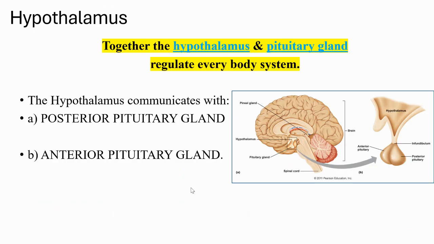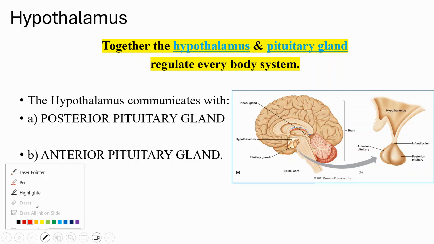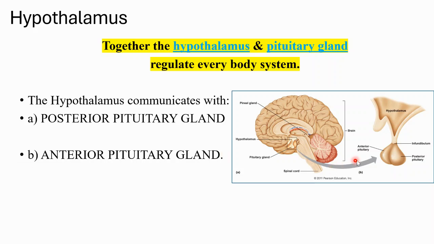Now, y'all, I'm going to go ahead and tell you up front, this is going to be a little bit longer of a video than what we're usually used to having. This is going to be longer than 15 minutes. Okay, the hypothalamus and the pituitary gland together regulate every body system. So this is where it all starts. The hypothalamus communicates with both parts of the pituitary gland, both the anterior and the posterior section.